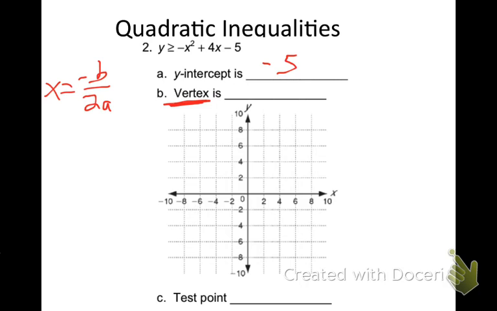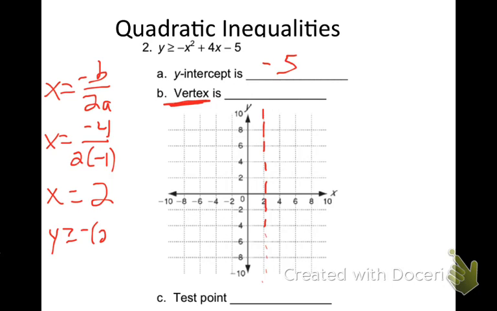So I plug in x equals negative 4 over 2 times negative 1. And simplify, giving me x equals what, Sage? X equals 2. How do you find that y value then, Sage? I plug that value back in, so I get y is greater than or equal to negative parentheses 2 squared plus 4 parentheses 2 minus 5. Recognize again, there's the negative in front of x squared. Order of operations, take the squared first, then tack on the negative. So this gets me y is greater than or equal to negative 4 plus 8 minus 5.